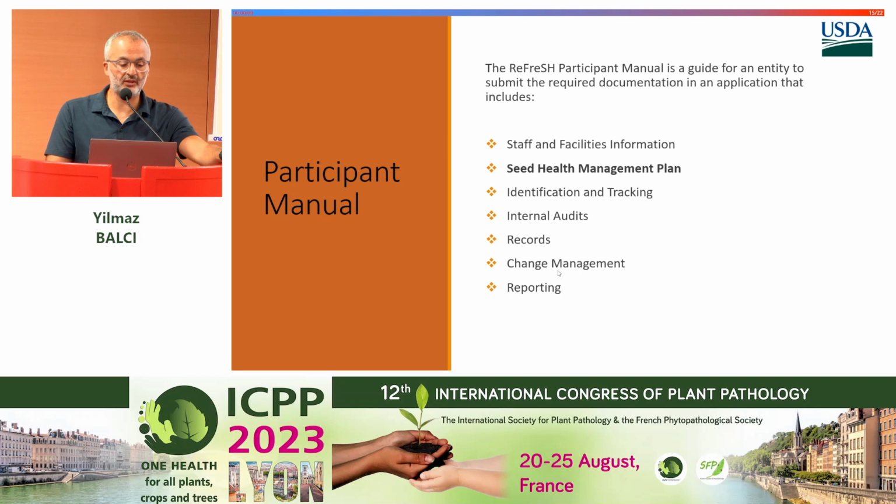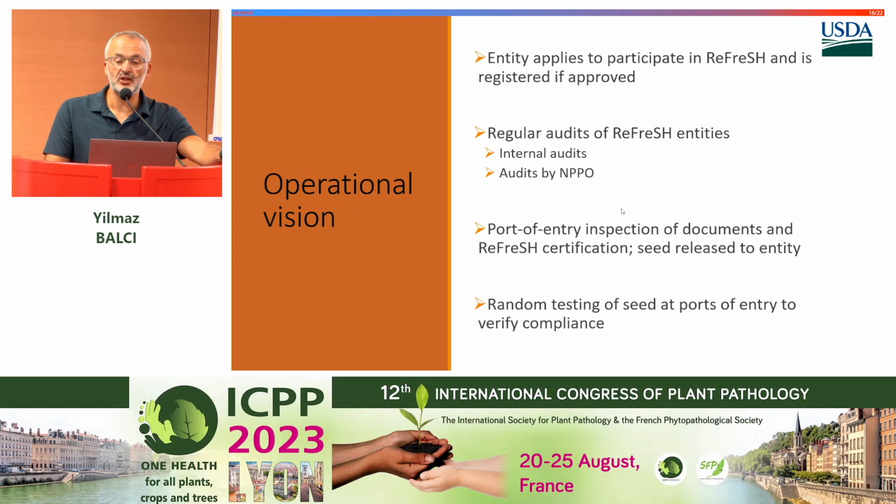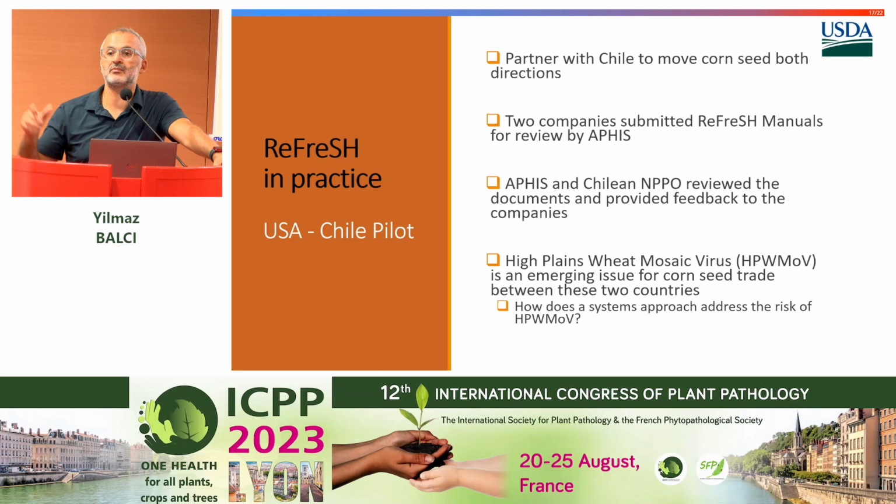So the participant manual, the most important thing is the seed health management plan. They have to tell all the details about how they manage it. So how will this be operationally doable? The entity applies to participate in refresh and is registered and approved. Then you will have regular audits of refresh entities. That will be the internal audits by the company as well as by the NPPO. Then we have the port of entry documents where refresh certification will be provided and then seed released to the entity. And we still have the random inspection possibilities. What are we doing now?